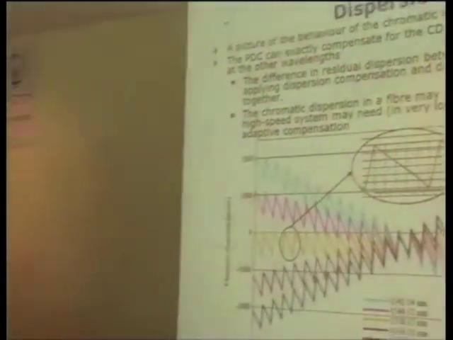Chromatic dispersion has many kinds of dispersion: first order, second order, third order, or even higher order dispersion. We are focused mainly on second order dispersion, group velocity dispersion, that causes a waveform distortion of a transmitted signal.